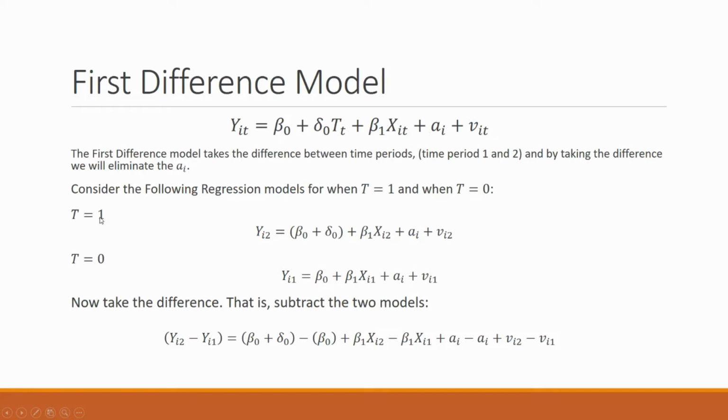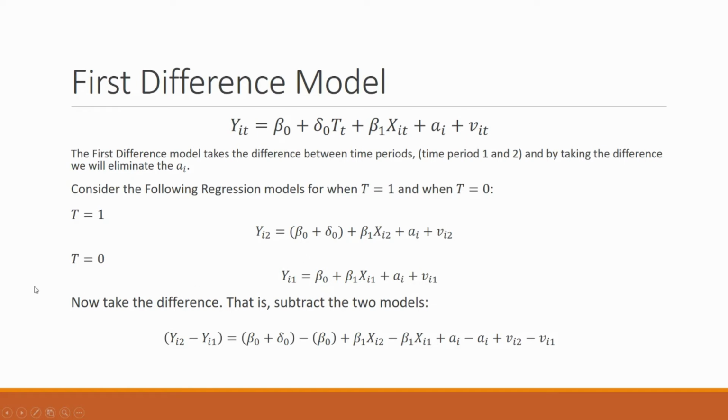So when t equals 1, what does this regression model look like? First, this is the second time period. So we have y, i, and then the second time period, so it's 2. We have beta 0. The capital T, if it equals 1, is just 1, and so you have delta 0, delta being the coefficient on t here. So you have beta 0 plus delta 0. You have xit, and capital T equals 1 when lowercase t equals 2, because it's the second time. All right, so we have this. We have ai again, and then we have the error term.